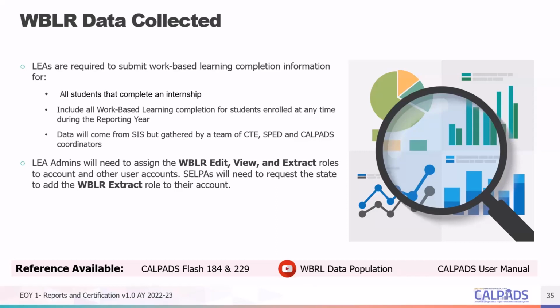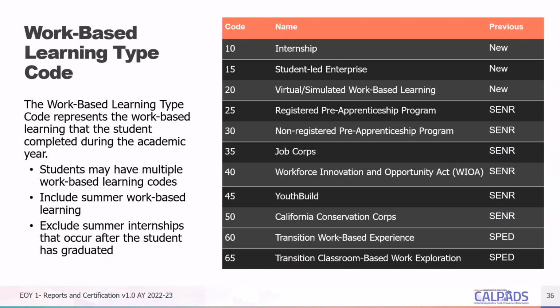LEA admins will need to assign the work-based learning edit, view, and extract roles to their account and other user accounts working with the work-based learning file. SELPAs will need to request the state to add the work-based learning extract role to their account. Information on the work-based learning file can be found in CalPADS Flash numbers 184 and 229. We also have a data population video specific to the work-based learning record and a page in the CalPADS user manual dedicated to this record as well. If you downloaded the slide deck for this presentation, there are links to these resources in the notes section of this slide. All right, let's go ahead and look now at those work-based learning type codes.